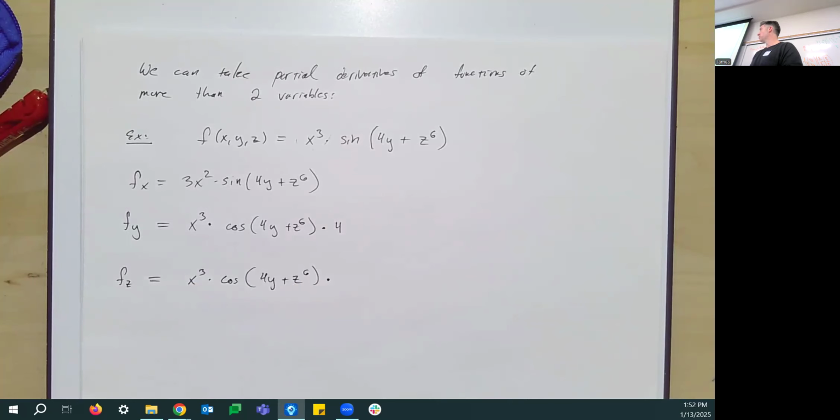It's almost the same. The partial with respect to z is x cubed times cosine of 4y plus z to the 6. But instead of multiplying by 4, now the derivative of the inside, since we're differentiating with respect to the variable z, is going to be 0 plus 6z to the 5th.